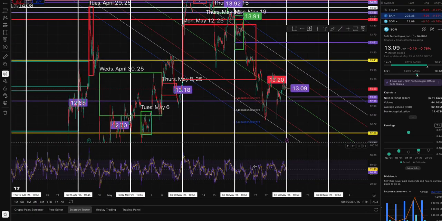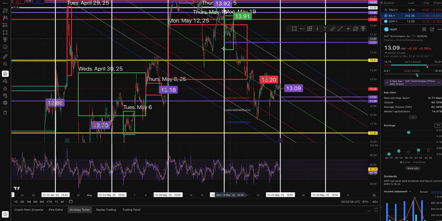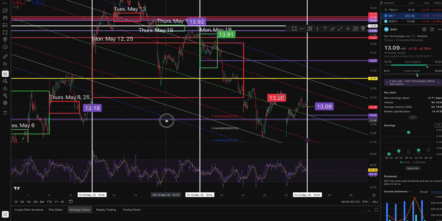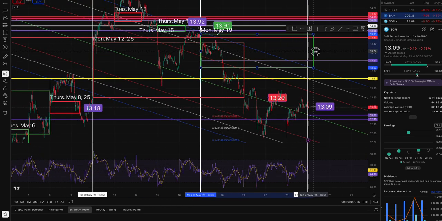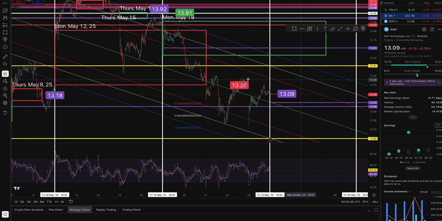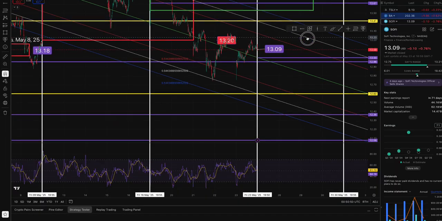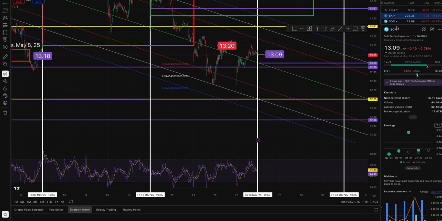And to the north side we have, what do we have here? This has not touched, so this is still in play for the upcoming week, but we are in a downward channel, as you can see. All right, that's SoFi.